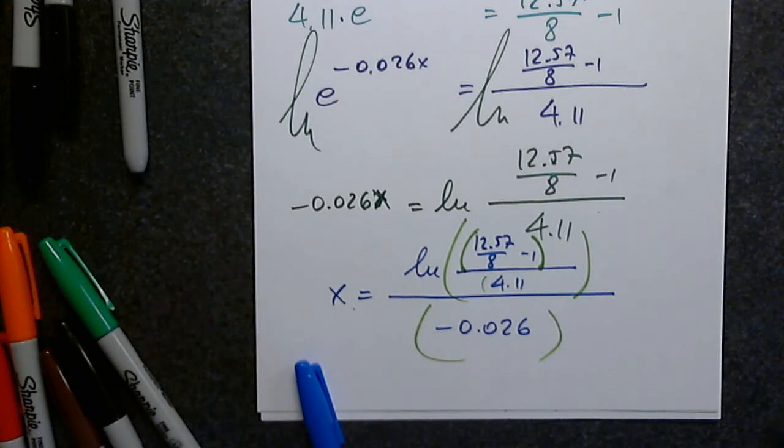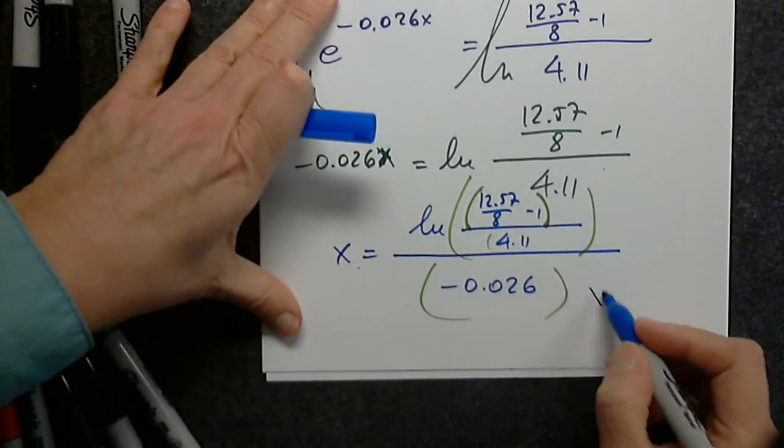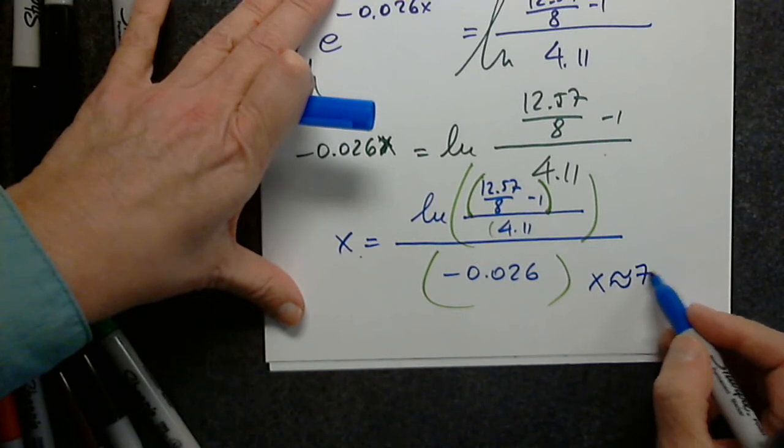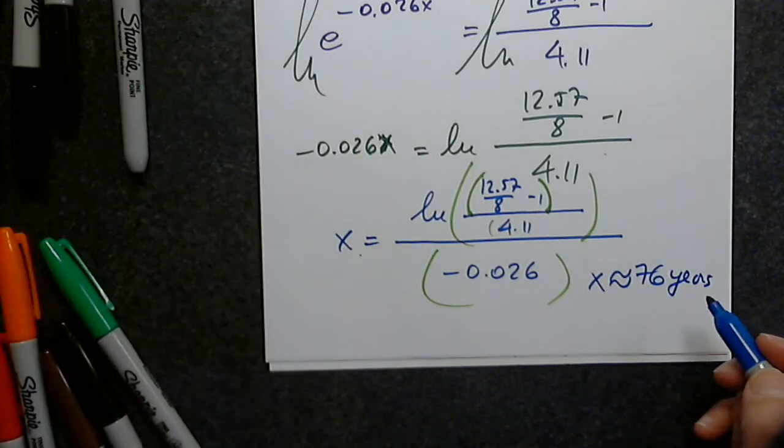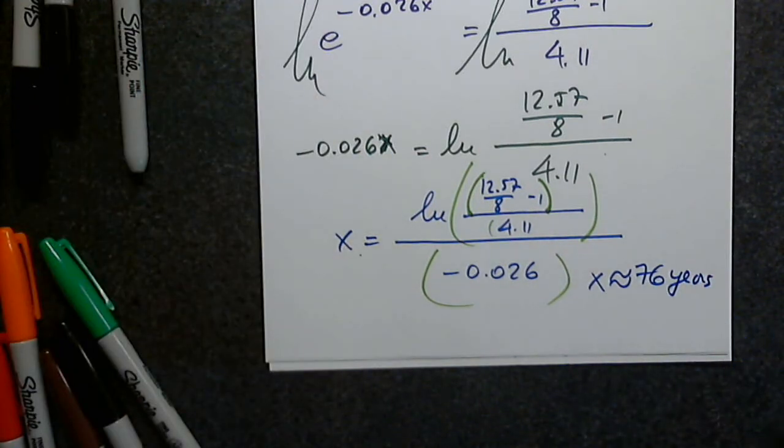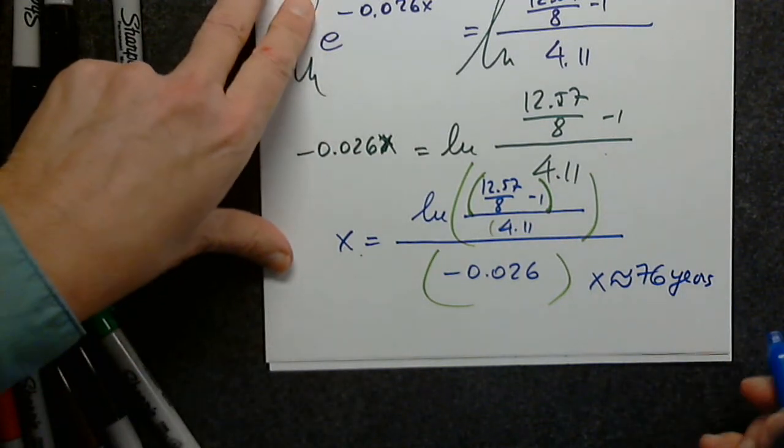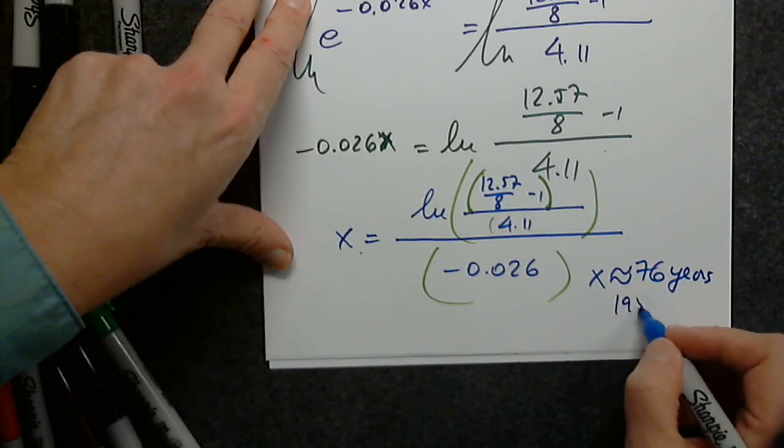So it appears that since 1982, roughly 76 years have to pass, assuming that the model still holds, for the population to be what? 8 billion. So x is approximately 76 years. Did we all get this? Yes? Perfect. Okay, x is approximately 76 years from 1982.